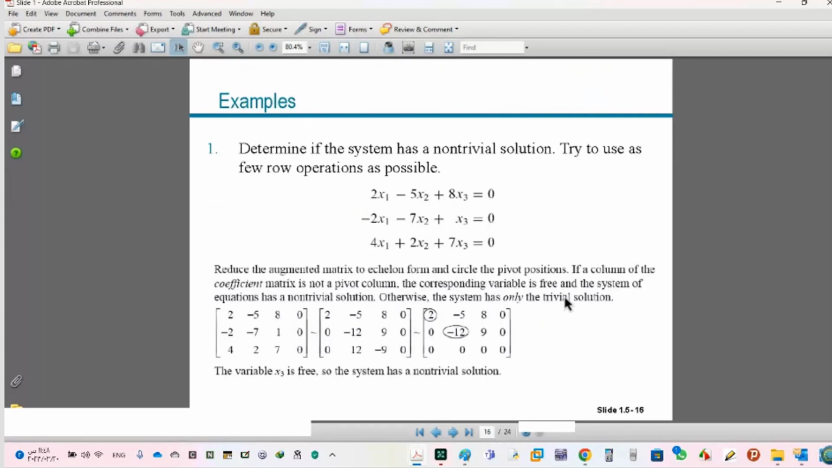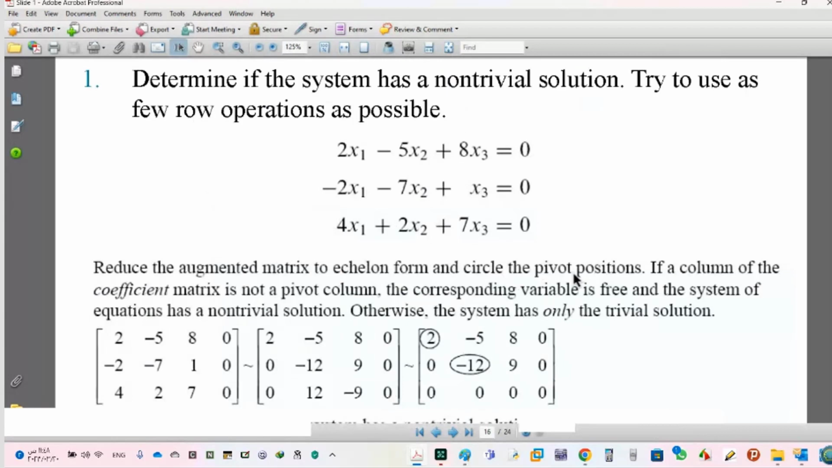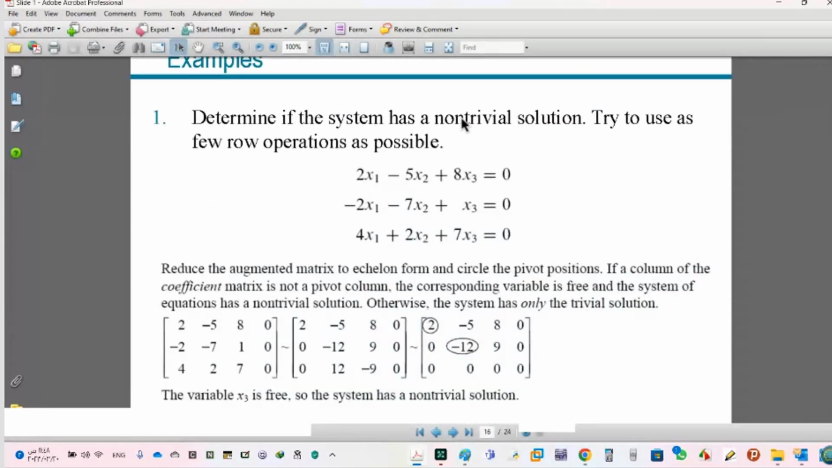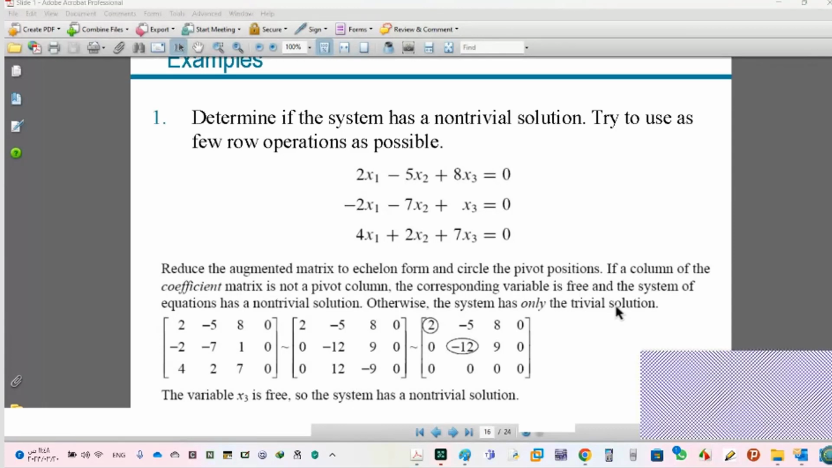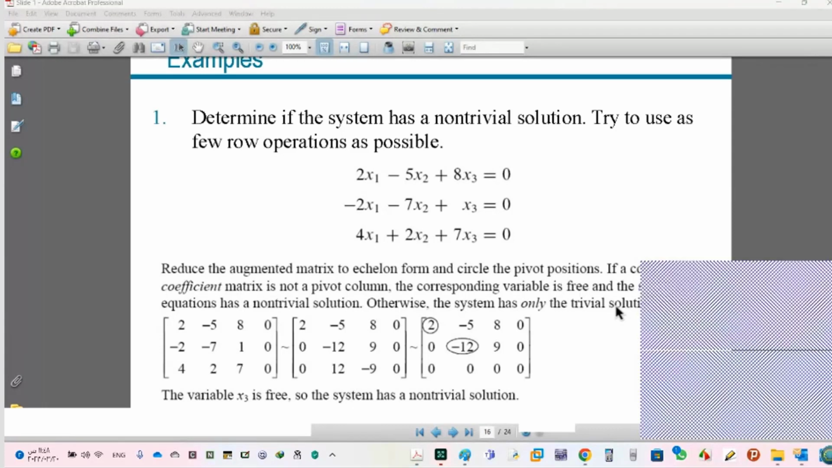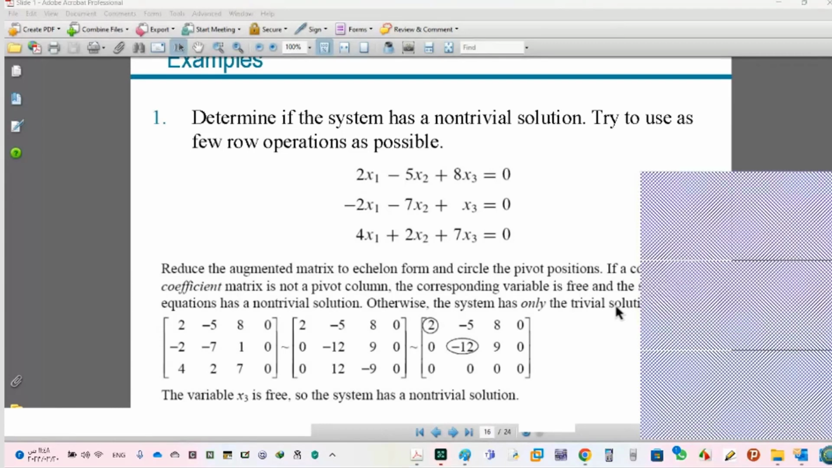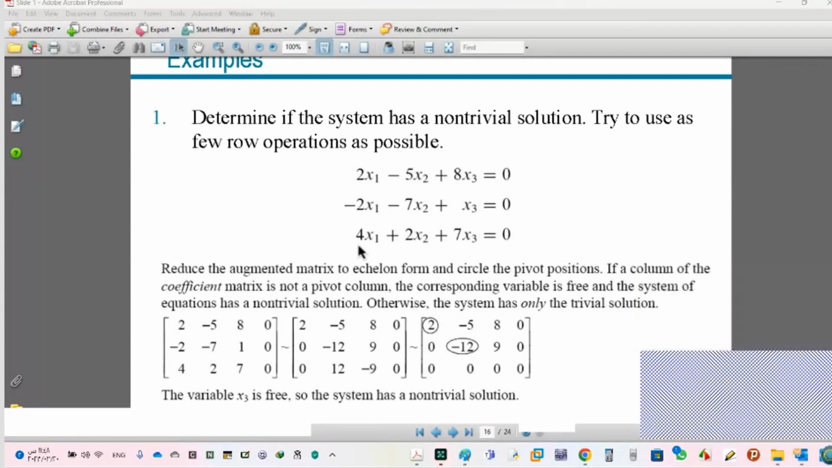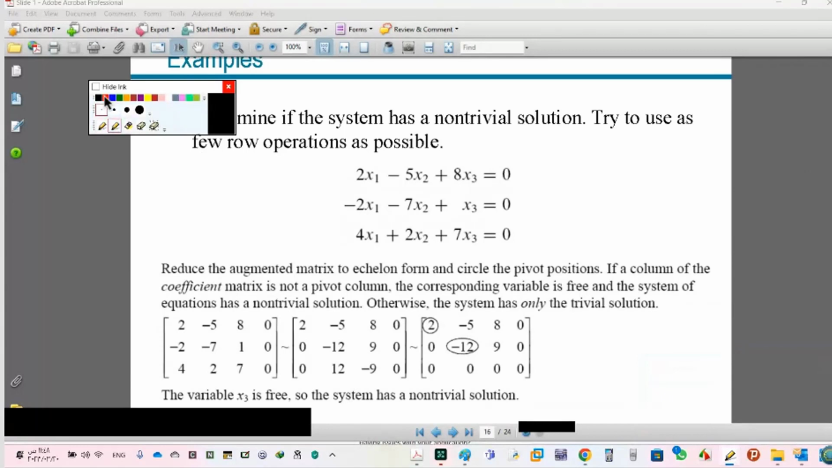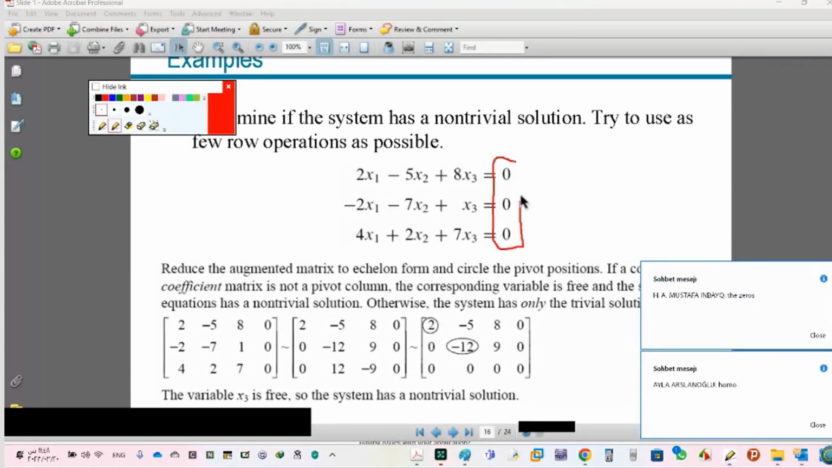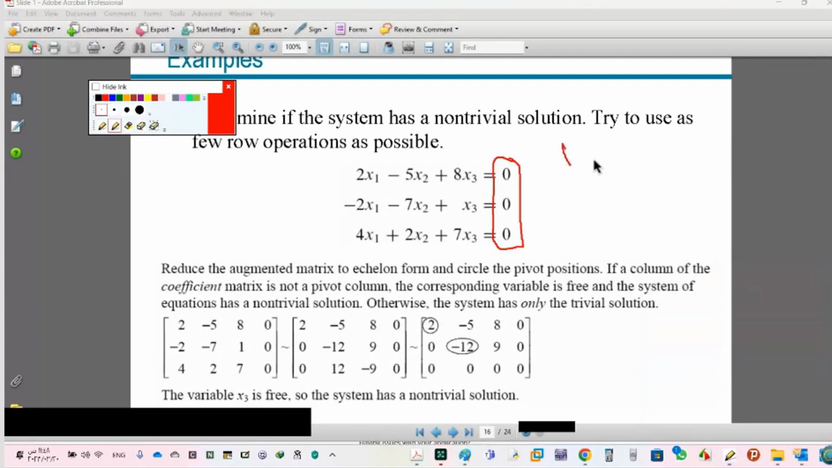Now, determine if the system is non-trivial. Non-trivial means we have a free variable. First of all, homogeneous or non-homogeneous? This system, homogeneous or non-homogeneous? This is homogeneous. How can I know? See here, it is 0. So this is homogeneous.